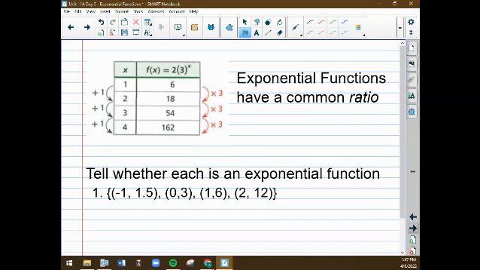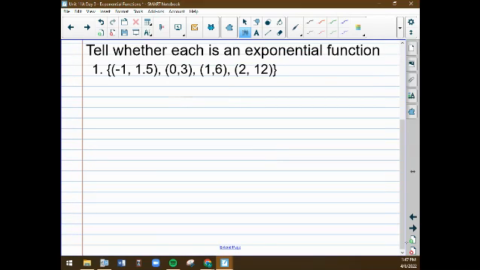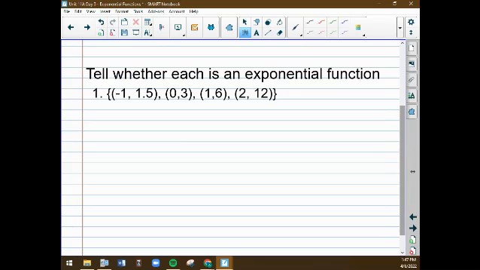Okay? So, just like we talked about, exponential functions have a common ratio. Ratio is something that we are multiplying by, right? We're multiplying by 3 in each case. If it does not have a common ratio, then it is not an exponential function. It may be linear, it may be quadratic. So now we're going to have to be able to tell if something is an exponential function.